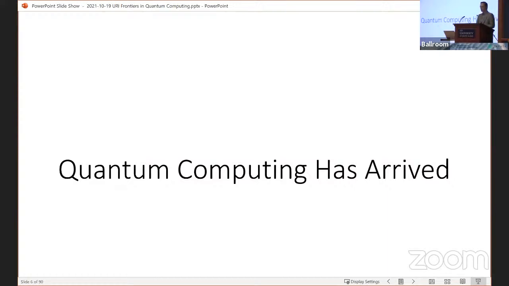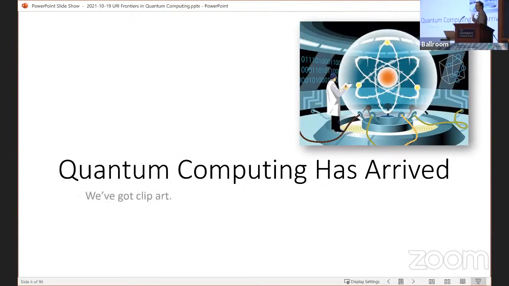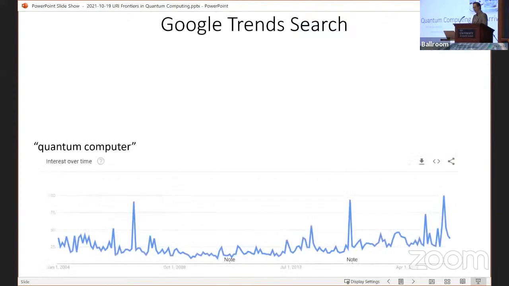Well, quantum computing has arrived, I think. We know that. We have clip art. We're working on the emojis, as far as I know. That's going to be another important milestone. Actually, you can go back in Google, of course, so you can follow trends and understand how the interest has varied over time, although it only goes back to 2004. But if you type in quantum computer, you see these spikes, and I found them really interesting.